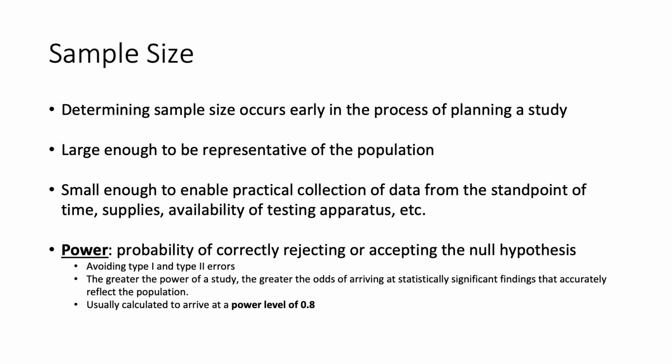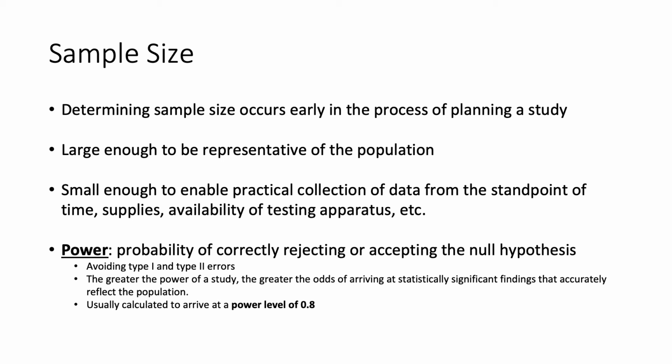Something that occurs early in the research process when designing a study is determining how many participants are needed to help answer your research question. In general, you want a large enough group to be representative of the population, so not too little or too much. You will need to find the right amount to not only answer your research question, but also the practical portion of it, such as the time it takes to collect the data, the amount of supplies you have, the availability of testing apparatuses, etc.